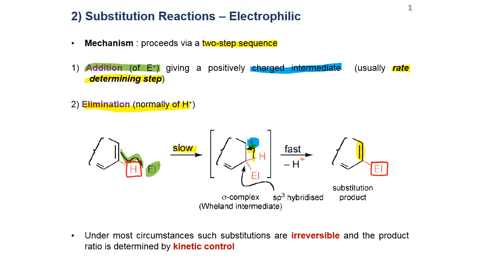And in most circumstances, this step is reversible, and the product is determined by kinetic control. If you can have more than one product, the product that has the lowest Ea and the reaction is fastest would be the major product in this reaction.